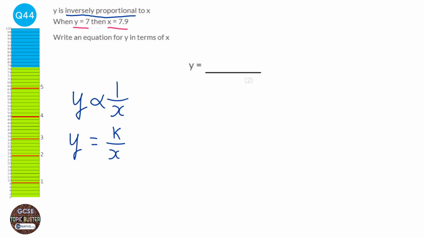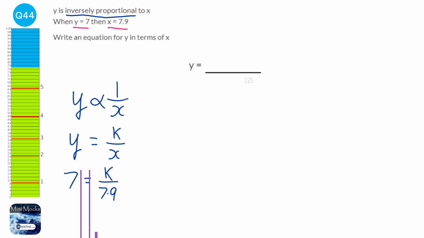So we know that when y is 7, then x is going to be 7.9. And what I need to do now is just draw my lines down. And what I'm going to do is times both sides by 7.9. And so we have k equals 7 times 7.9, which is 55.3. So we know that k is 55.3.